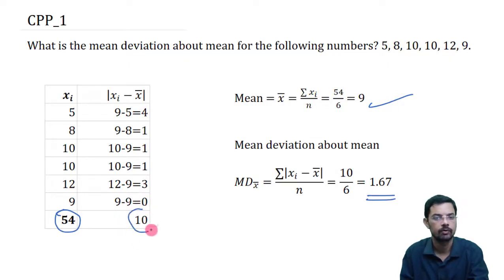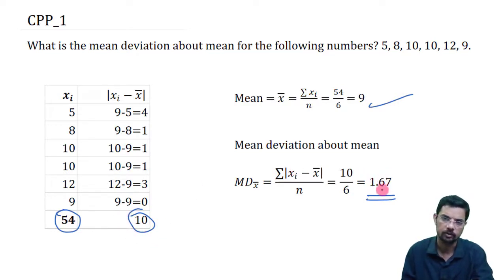This is the sum of all absolute deviations. Now the sum of all absolute deviations divided by the total number of observations will give you the arithmetic mean of the absolute deviations taken from the mean. So what we get here is the mean deviation about x bar, that is 1.67 in this case. Now let us look at the second problem.